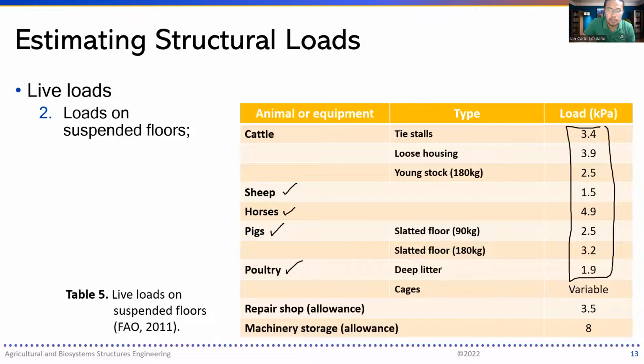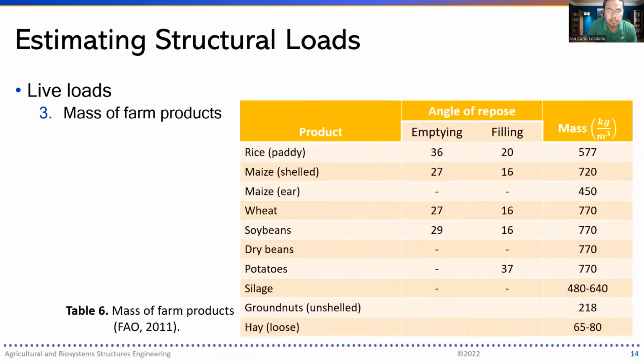Deep litter, and you have your cages. Slatted floor for pigs that are 180 kilograms. Slatted floor for 90 kilograms. There are a lot of references out there, so one can even look in other references, but this is based on the FAO 2011 book reference.